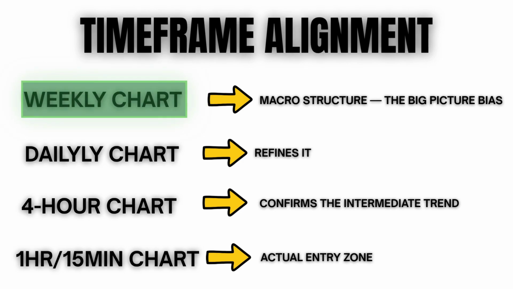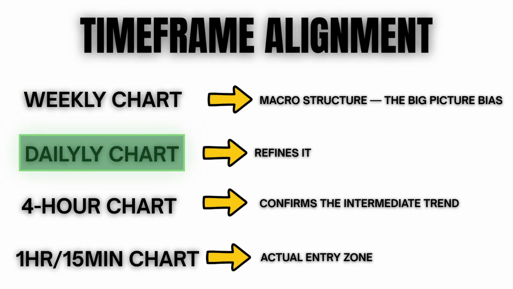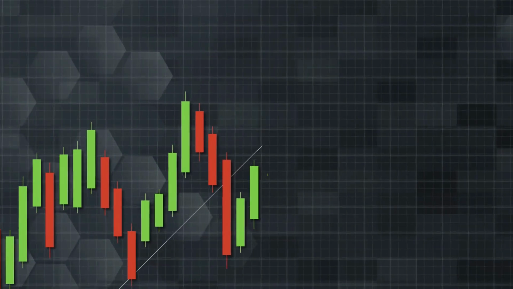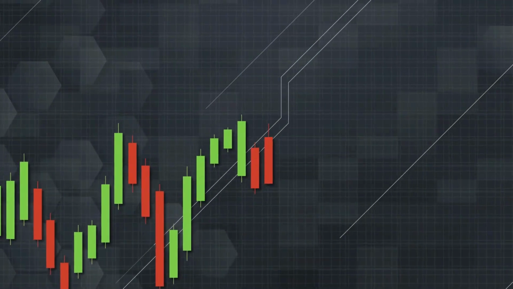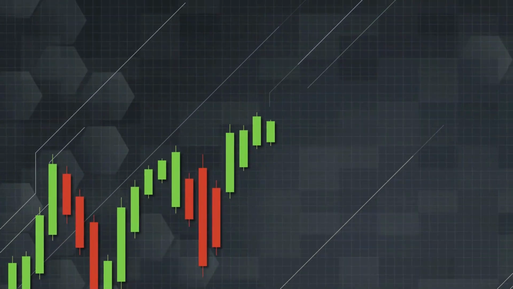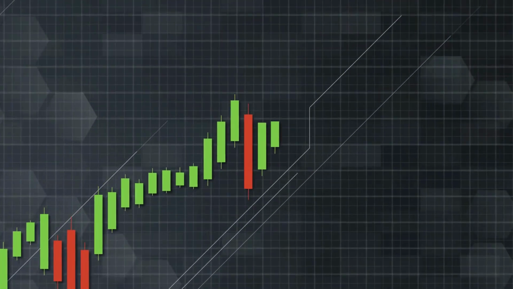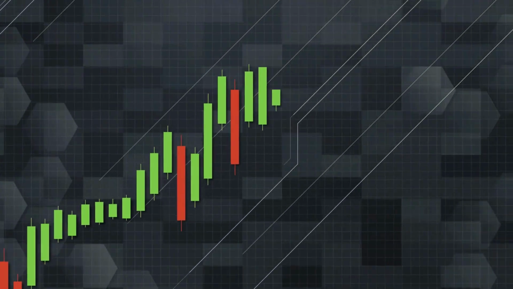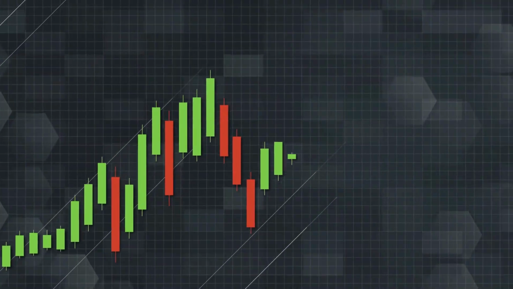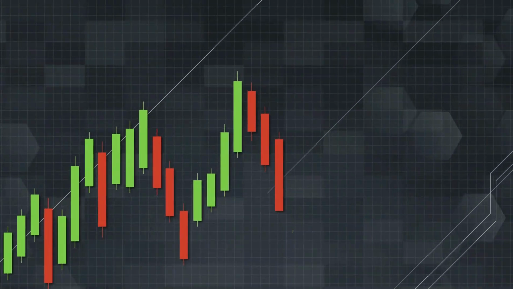If the weekly is bullish, the daily is bullish, and the 4-hour pulls back to a key level, that pullback is an opportunity, not a reason to panic. Every lower time frame dip inside a higher time frame bullish structure is a potential buy setup for ICT traders. This concept of top-down analysis is something we will build on throughout this entire series. But it all starts right here, with knowing what the structure is on every time frame before you do anything else.